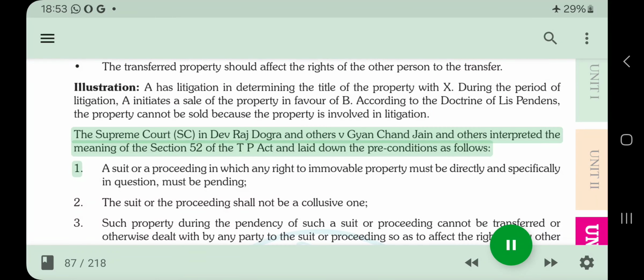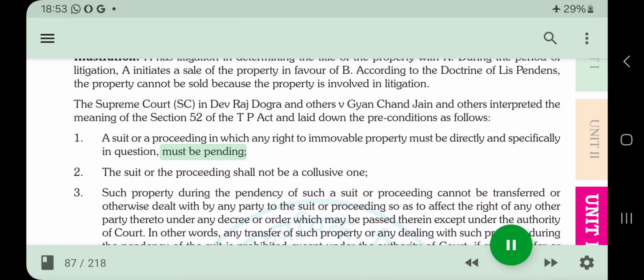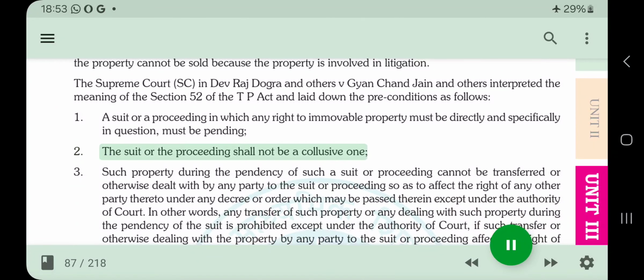The Supreme Court, in Dev Raj Dogra and others v. Gyan Chand Jain and others, interpreted the meaning of Section 52 of the TP Act and laid down the preconditions as follows. 1. A suit or a proceeding in which any right to an immovable property must be directly and specifically in question must be pending. 2. The suit or the proceeding shall not be a collusive one.